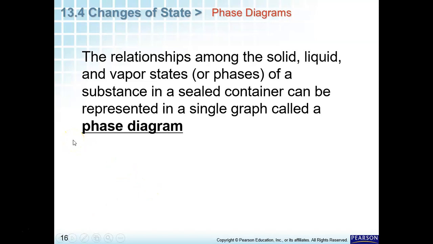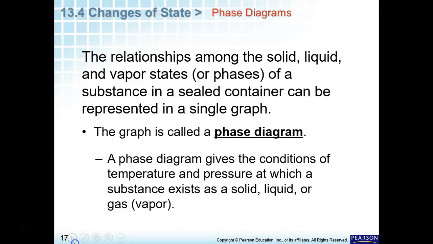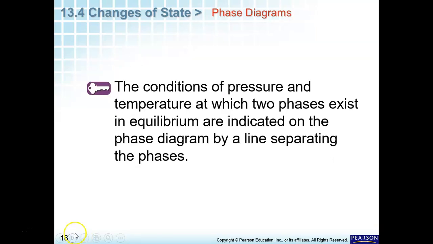So the relationship between the solid, liquid, and gas or vapor state of a substance in a sealed container can be represented in a single graph called a phase diagram. And a phase diagram basically gives all the conditions of temperature and pressure where a substance will be a solid, liquid, or a gas. And different substances need different phase diagrams in order to represent them. So the conditions of pressure and temperature at which two phases exist in equilibrium are indicated by lines separating the phases. So there are lines basically showing you where a substance is going to melt or freeze or boil.